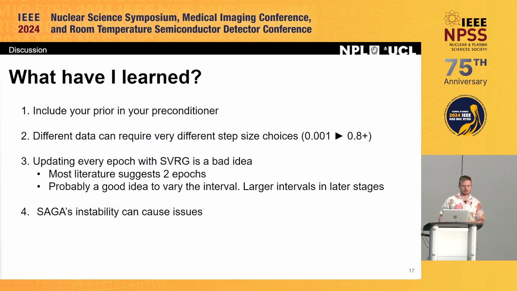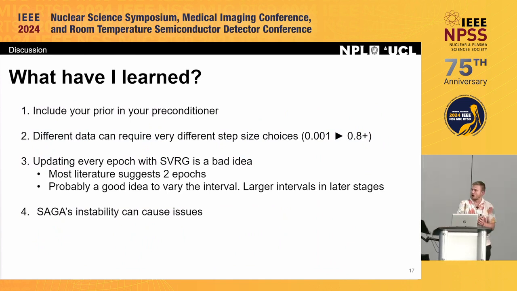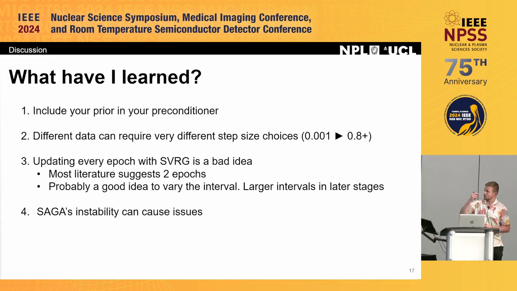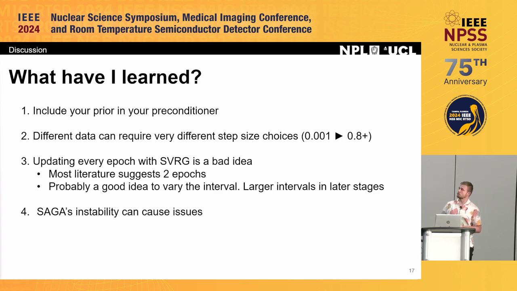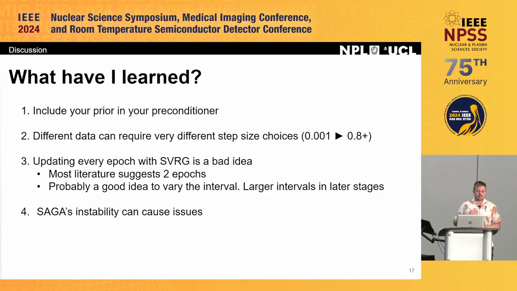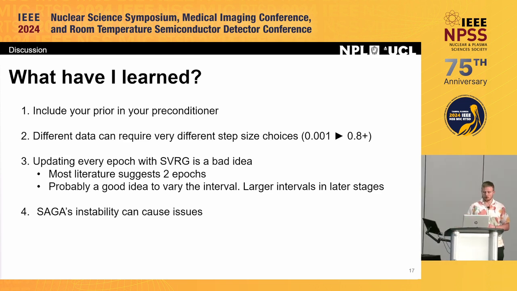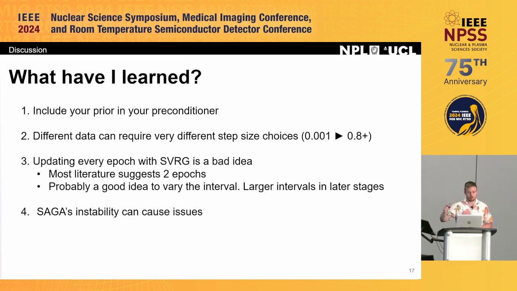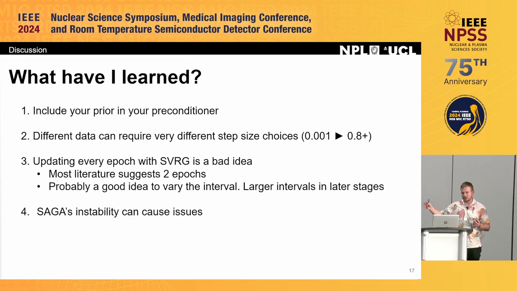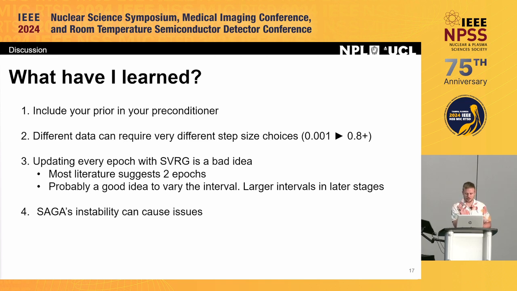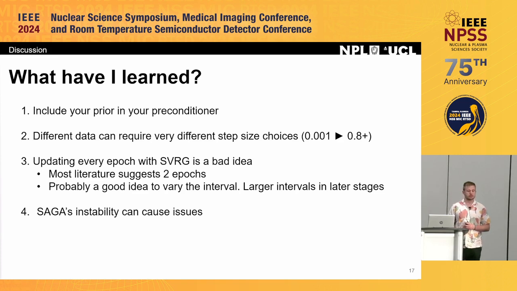So what have I learned from this? Firstly, I think, like Georg and his team did, it's really important to include your prior in your preconditioner. Otherwise, you can struggle towards the end of your reconstruction. Different data can require very, very different step size choices if you do decide to use the BSREM preconditioner. Also, updating every epoch with SVRG is a bad idea. It can really slow down your progress. Most literature suggests 2 epochs, but it's probably a good idea to vary the interval and have larger intervals in later stages where your gradient is more stable. And SAGA's instability can cause issues, so it's something to look out for.